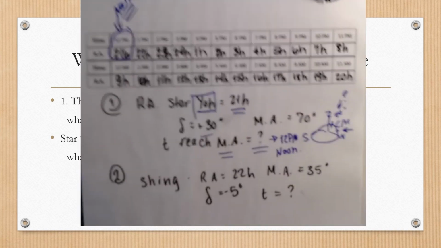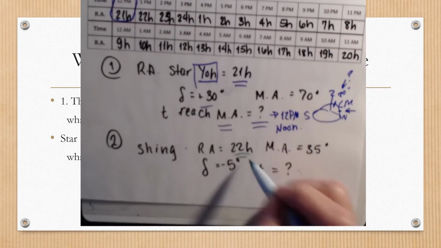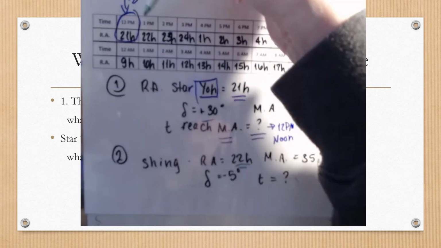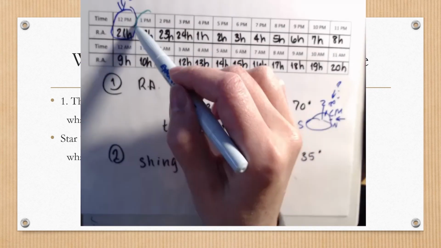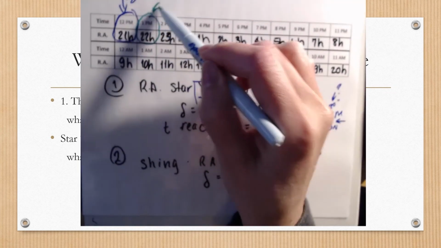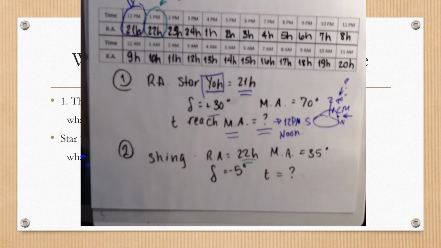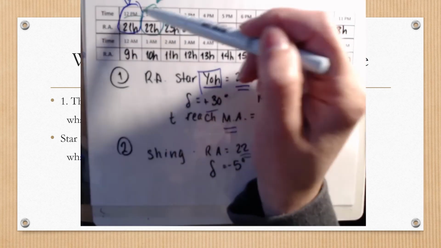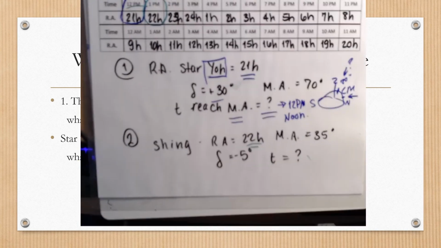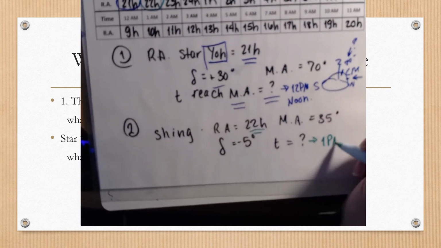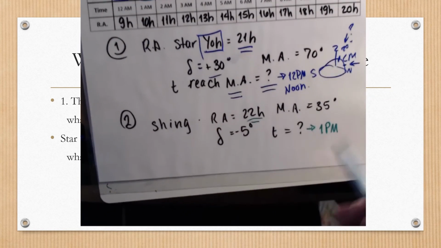So now let's do it again for star Xing. Star Xing has a different right ascension. This one is a 22 hour. So if we were to look at that, we would start it here. 21. Oh, look, 22. This is when we have maximum altitude for Xing. What time would it be? Based on the fact that noon starts at 21 hours, 22 hours means we are leading to 1 p.m. That is when it will be at maximum altitude.